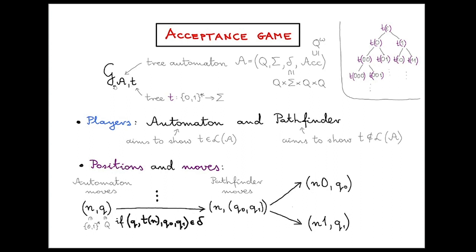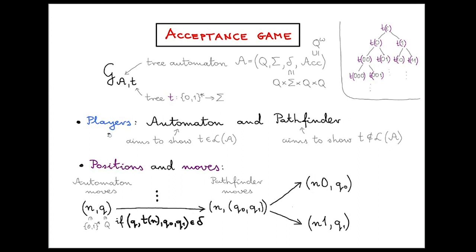But we have an acceptance game on an automaton and a specific tree, where the tree is understood as a labeling with letters of some alphabet sigma of all the nodes in the tree, which in the case of the complete binary tree are simply finite sequences of zeros and ones. So what is the acceptance game, which will determine whether the tree T is accepted by the automaton A or not?